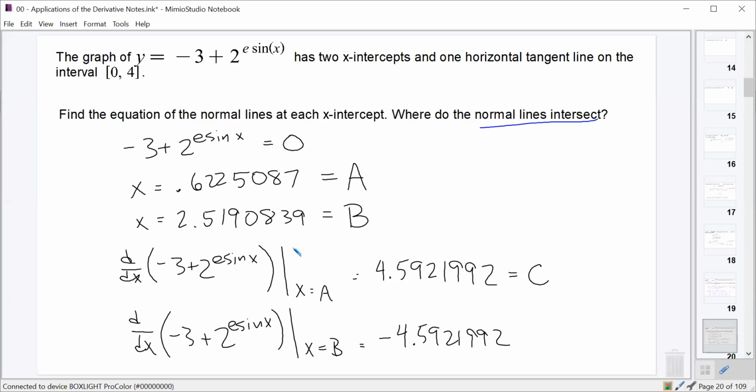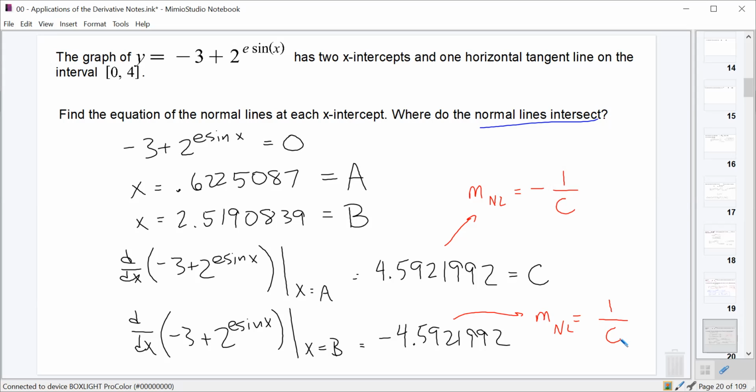So now we need to figure out the equations of the normal lines. Well, this 4.59 value was the slope of the tangent line. If I want the slope of the normal line, that ought to be the opposite reciprocal. And for this one, the slope of the normal line ought to be the opposite reciprocal, which will just be positive 1 over C. Which means I should now be ready to write the equations of those normal lines.